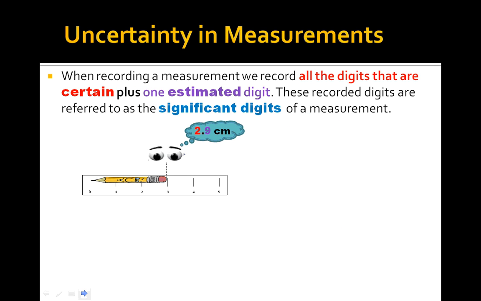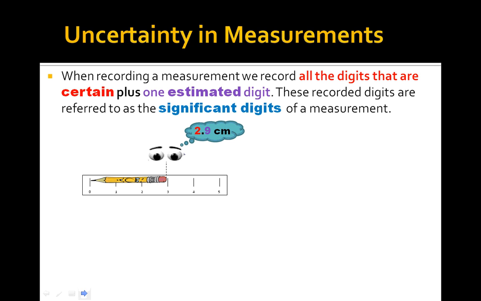Now, when we are doing measurements and we're using some kind of device, it's important to remember to record your measurement properly. So what we typically do is this. We take all the digits that we know for sure, we write them down, and then we add one more that's called an estimated digit. And all of these together, what we write down, are referred to as the significant digits of a measurement.